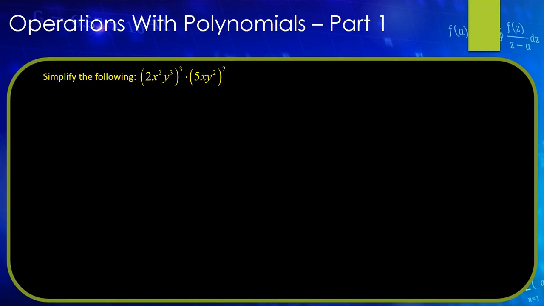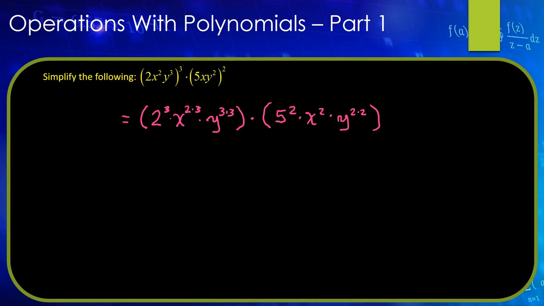So the next thing I would go to in my order of operations are exponents. So I would be raising each of these quantities to their appropriate powers. What you're seeing here in this next step is I raise the 2 to the 3rd power. I'm raising the x squared to the 3rd power. Now when I raise a power to a power, I multiply the exponent. That's why you're seeing x to the 2 times 3 power, y to the 3 times 3. And I do a very similar thing with the 5xy squared being squared. I'm going to square the 5, I'm going to square the x, and I'm going to square the y squared. Doing that gives me the multiplication of 8x to the 6th, y to the 9th, times 25x squared, y to the 4th.